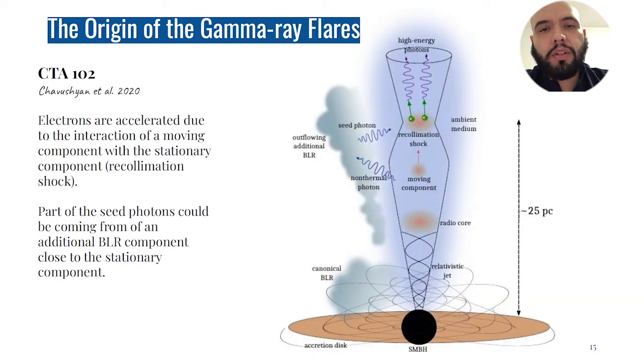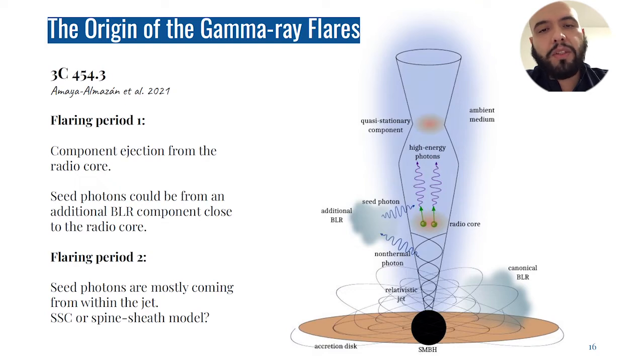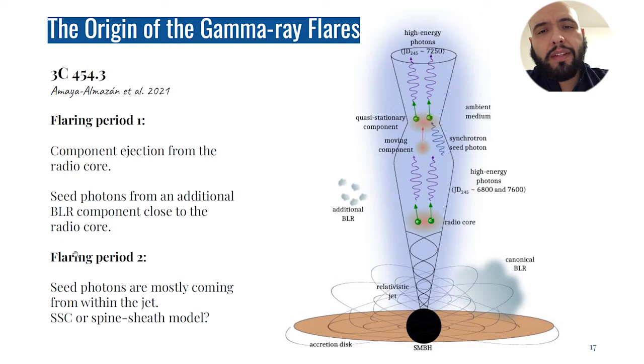In CTA 102, for the production of the gamma rays in an electronic model, the electrons were accelerated in the interaction between the moving component and the stationary component. The seed photons most probably were produced by the additional outflowing broadline region. In 3C 454.3, during the first period there was injection of particles during the ejection of the component from the radio core, which took to higher energies the photons coming from the additional broadline region. While during flaring period 2, there was a superposition of events.